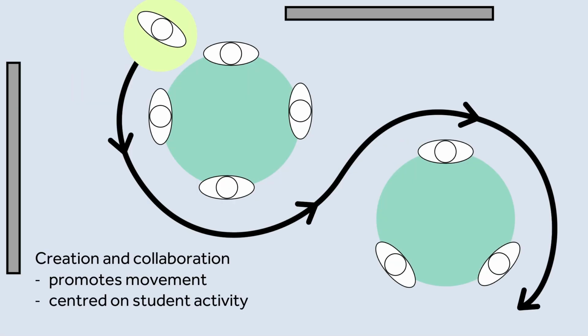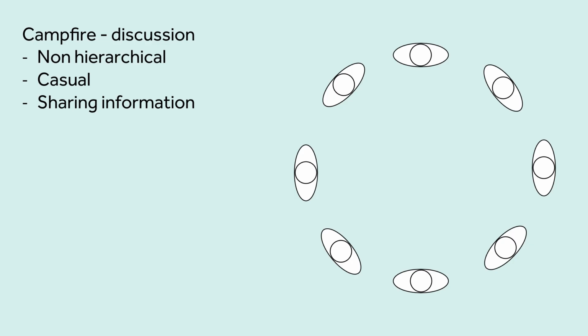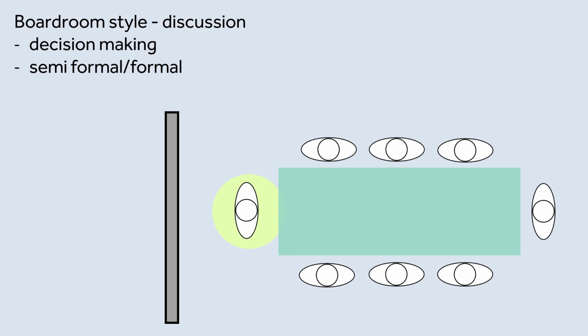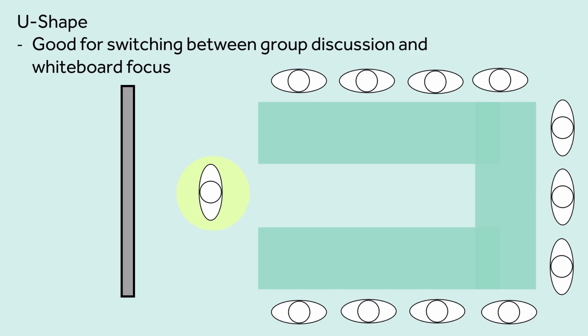You could use social pods to create movement in the class centered on student activity, discussion, and collaboration. You could use a campfire setup for a non-hierarchical discussion. This format is nice and casual and really good for sharing information in a low-stakes way. A boardroom-style discussion format can be good when it needs to be a little bit more teacher-led and good for decision-making and project planning. The U-shape is really good for switching between group discussion and a whiteboard focus, but not so great for collaboration and students getting together and being active in the class.